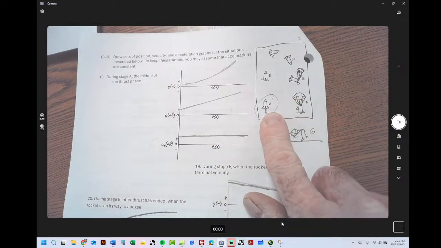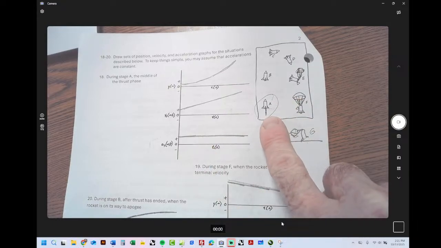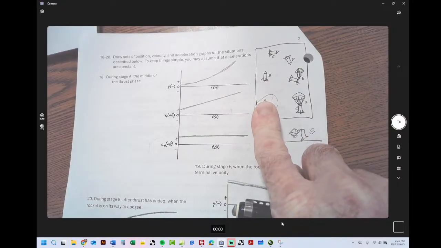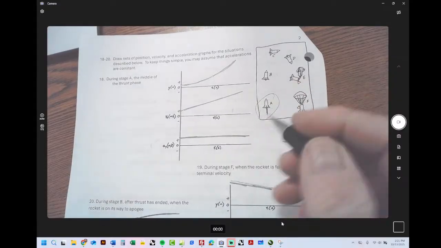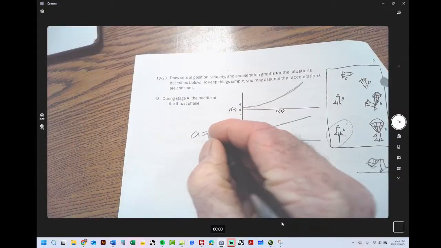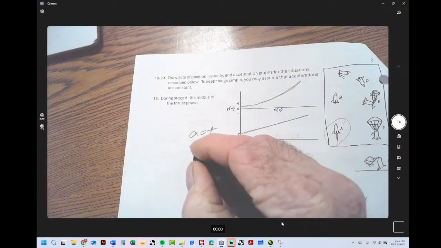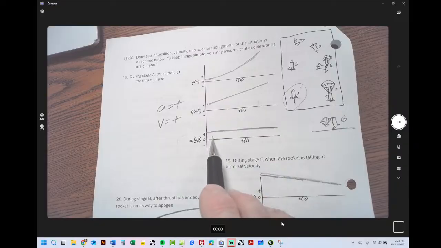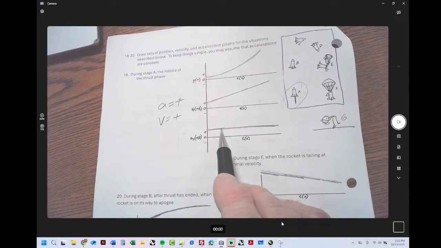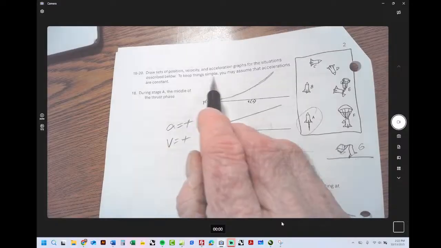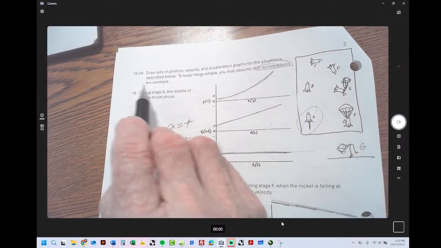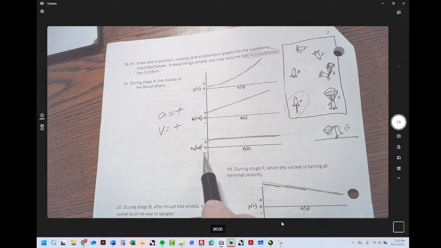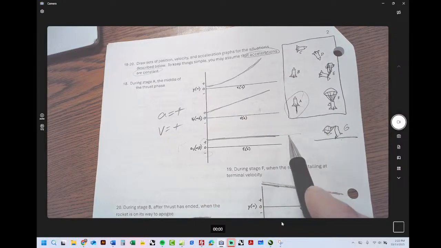So in this first stage, we've got thrust. So the rocket is accelerating upward. It's going faster and faster upward. So I'm just going to write acceleration is positive and velocity is positive. So for the acceleration, you can just do a straight line across. It says you may assume that accelerations are constant. So whatever the acceleration is, if it's in the positive or negative zone, just go straight across.